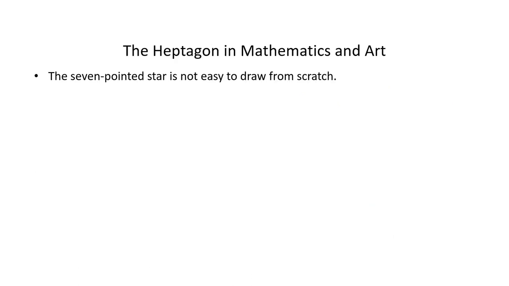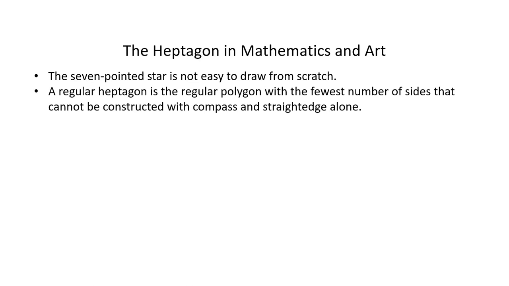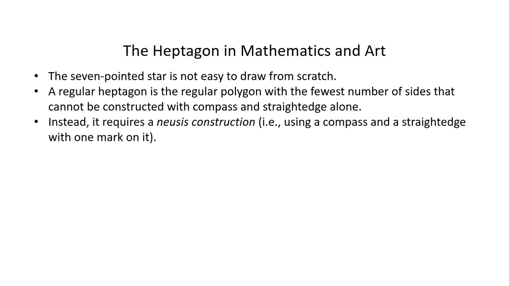Well, how would we go about actually drawing one of these? The 7-pointed star is not easy to draw from scratch. That's because the regular heptagon is the polygon with the fewest number of sides that cannot be constructed with a compass and a straight edge alone. Instead, it requires what's called a neusis construction.